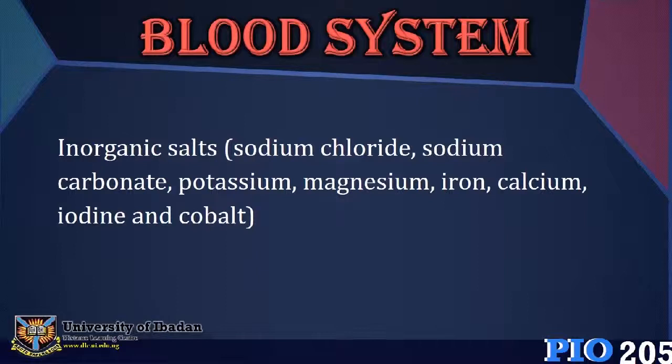and globulin. Hormones, enzymes, antibody, immunoglobulin, organic waste material, creatinine, urea and uric acid, gases, oxygen, nitrogen, and carbon dioxide, nutrient material obtained from broken down ingested food, glucose from carbohydrates, amino acid from proteins, vitamin from most food, fatty acids and glycerol from fats. Inorganic salts, sodium chloride, sodium carbonate, potassium, magnesium, iron, calcium, iodine, and cobalt.